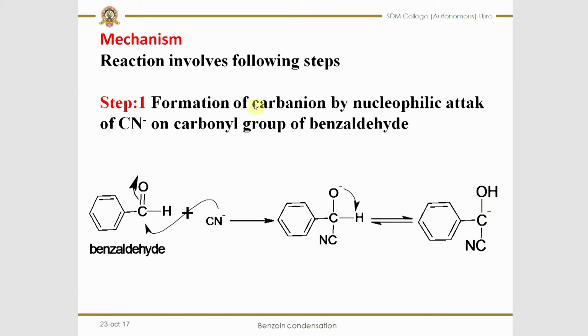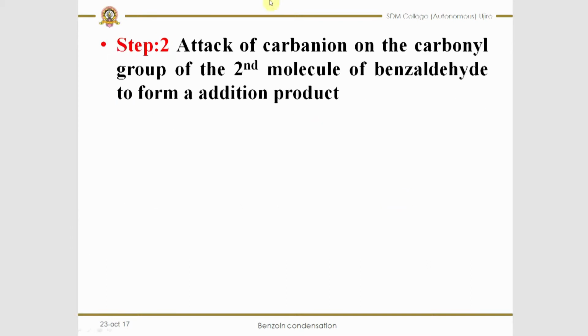In the first step, formation of carbanion takes place. This is your carbanion. In the second step, attack of carbanion. The carbanion generated in the first step attacks the second molecule of your aldehyde. We know that in this reaction there are two benzaldehyde molecules. The first is already generated, right? It is the generated carbanion that is going to attack the second molecule of benzaldehyde. We will see the reaction.